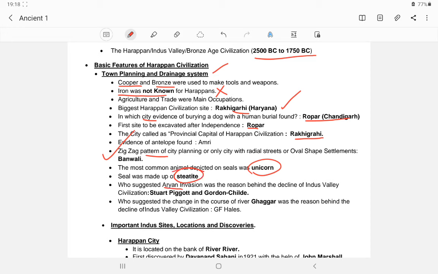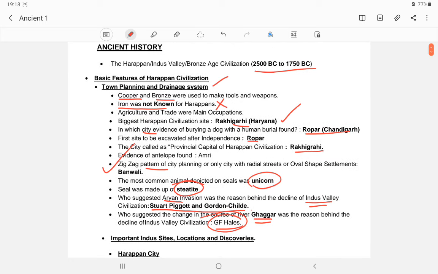Regarding the Aryan invasion theory of the Indus Valley civilization, Stuart Piggott and Gordon Childe explained it. River course change, meaning the Ghaggar river changing course, and floods caused the destruction of the Indus Valley civilization. So in short, the Harappan civilization took place from 2500 to 1750 BC. It was chalcolithic, that is, they knew copper and bronze, but had no knowledge of iron.